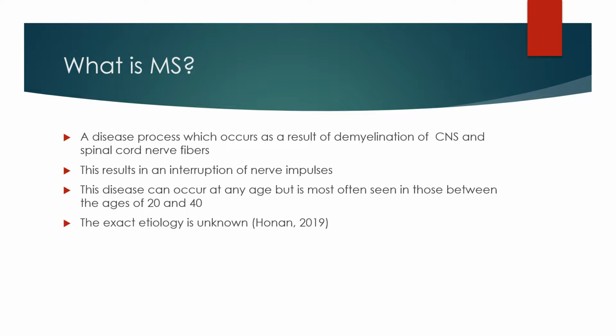This disease can occur at any age, but is most often seen in those between the ages of 20 and 40. It affects women more than men, and there is an increased risk in Caucasians of Northern European ancestry. The exact etiology is unknown, however, it is thought to result from multiple factors and their interactions. This includes the individual's environment as well as genetic susceptibility. The combination of these factors triggers the immune response, which results in the damage of myelin sheath, oligodendrocytes, axons, and neurons.